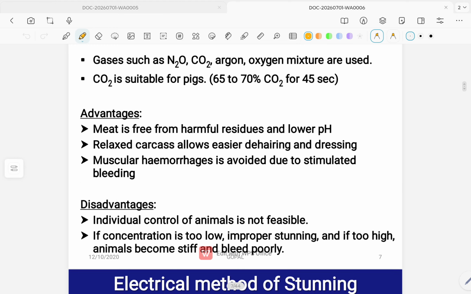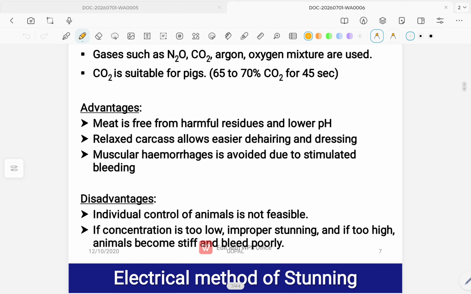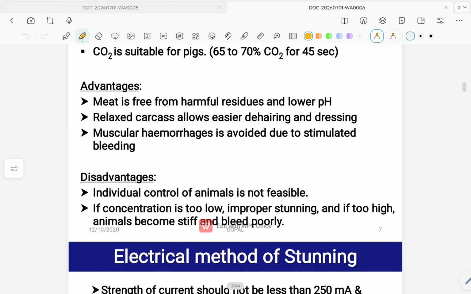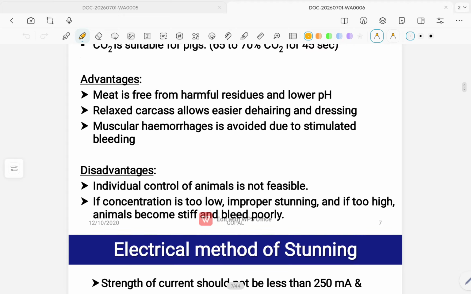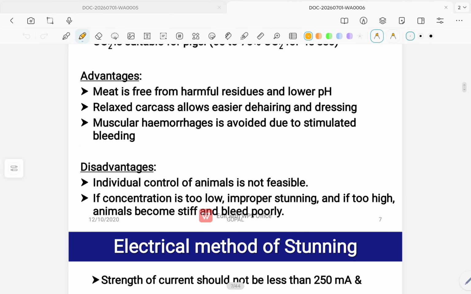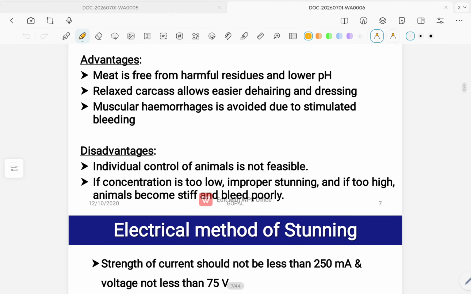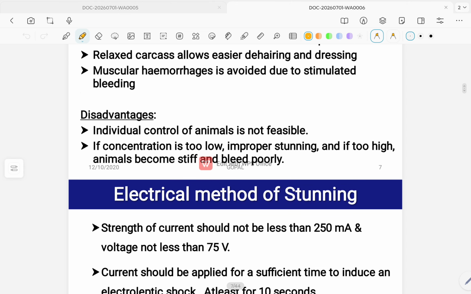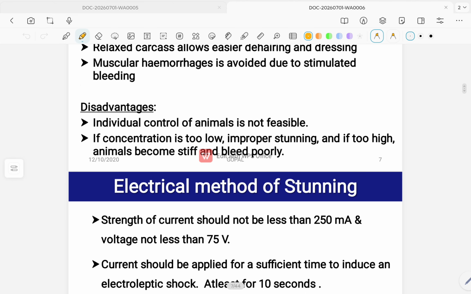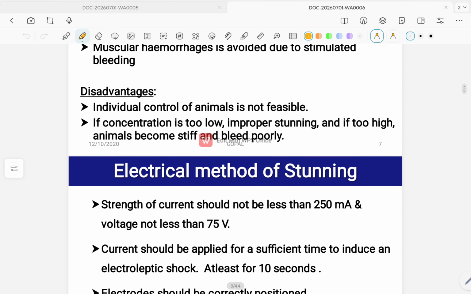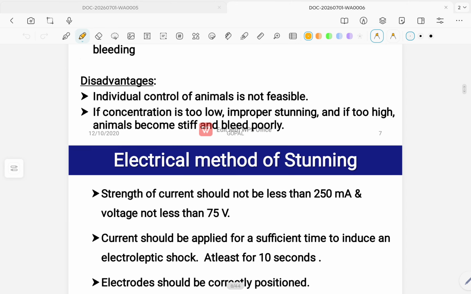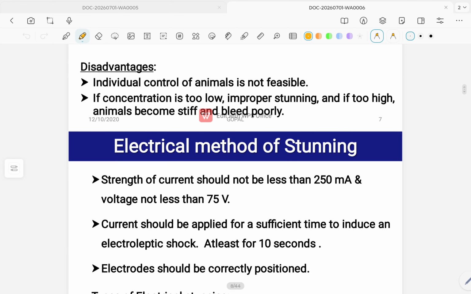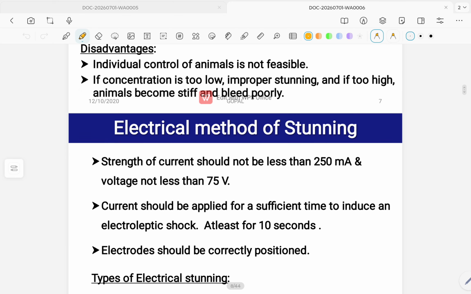A relaxed carcass allows easier dehairing and dressing. Muscular hemorrhage is avoided due to stimulated bleeding. Disadvantage: individual control of animals is not feasible. If the concentration is too low, stunning is improper, and if too high, the animal becomes stiff and bleeds poorly.